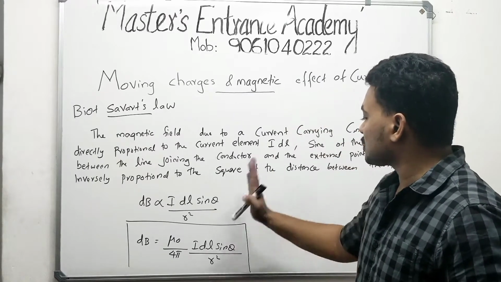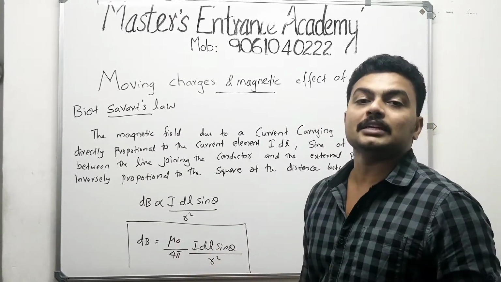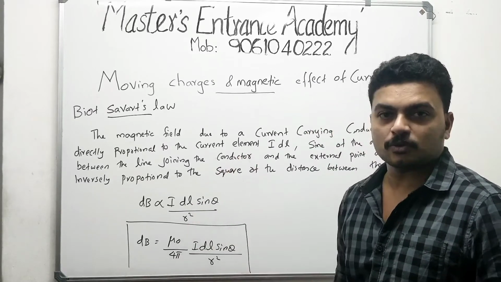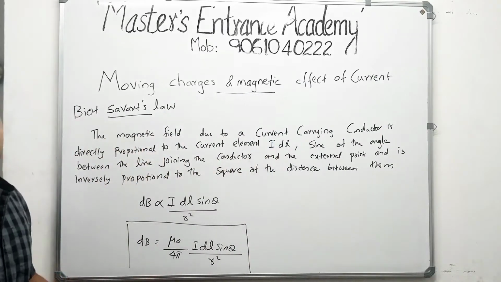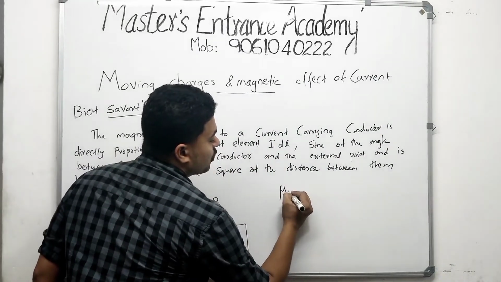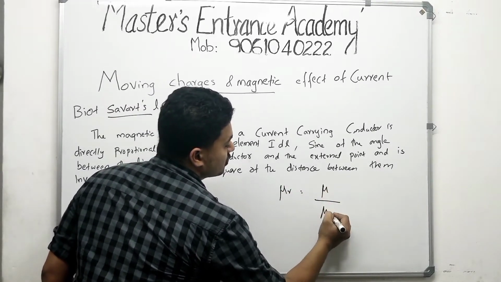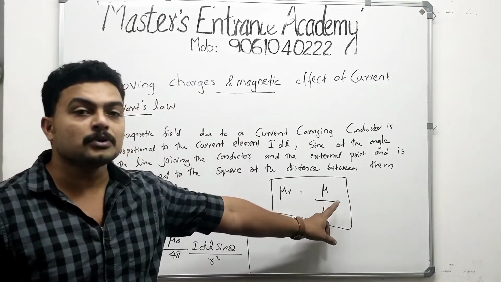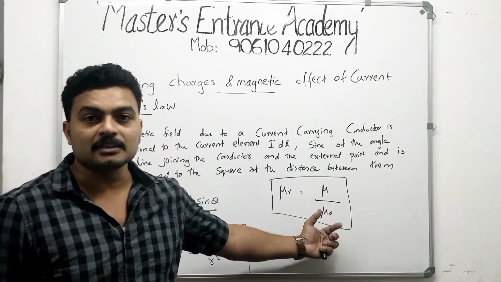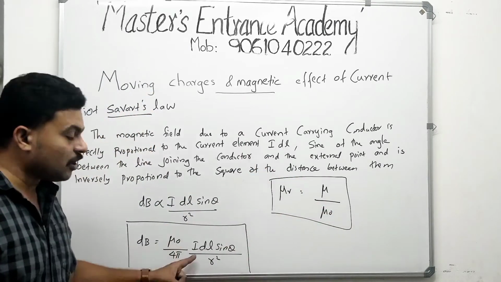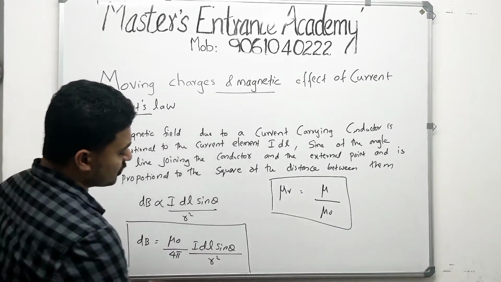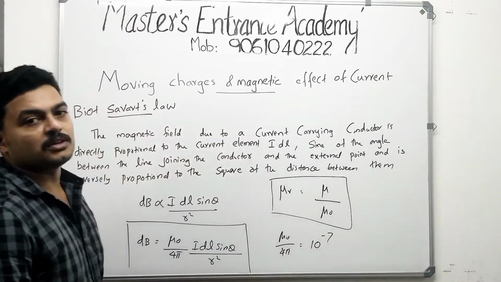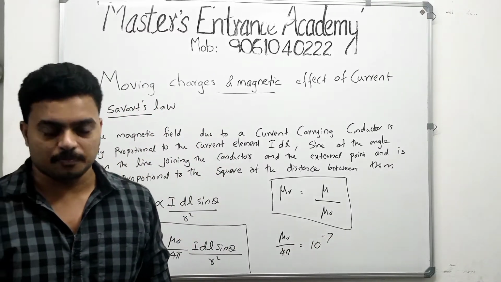Because we are doing this experiment in free space, mu naught is the permeability of the free space. It tells how many magnetic lines of force pass through that free space. There is a relation: mu r is equal to mu by mu naught. So mu r, the relative permeability, is equal to permeability in medium upon permeability in free space. And what is the value of mu naught by 4 pi? It is a constant value: mu naught by 4 pi is equal to 10 raised to minus 7. So this is what we have up to the Biot-Savart law.